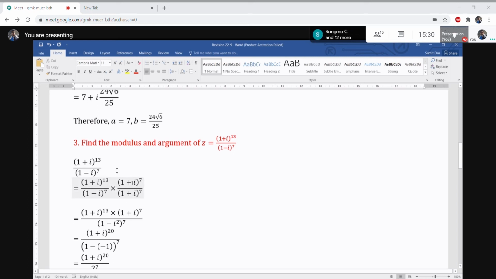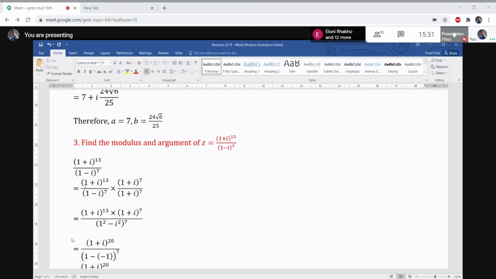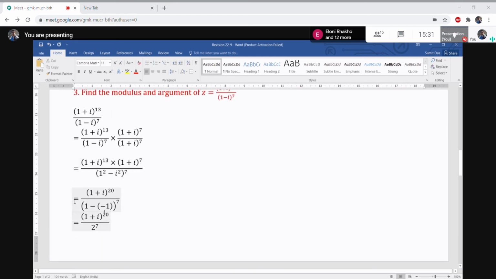So if I multiply this, the denominator will be 1 minus i into 1 plus i whole to the power 7. So 1 minus i into 1 plus i, a minus b into a plus b, the formula is a square minus b square. So here I'm writing 1 square minus i square in the denominator. Next line I am putting the i square value, that is minus 1, and 1 square is 1.